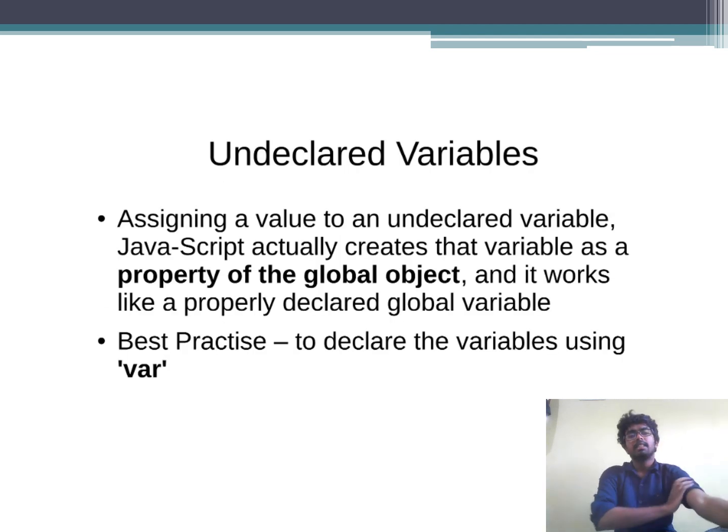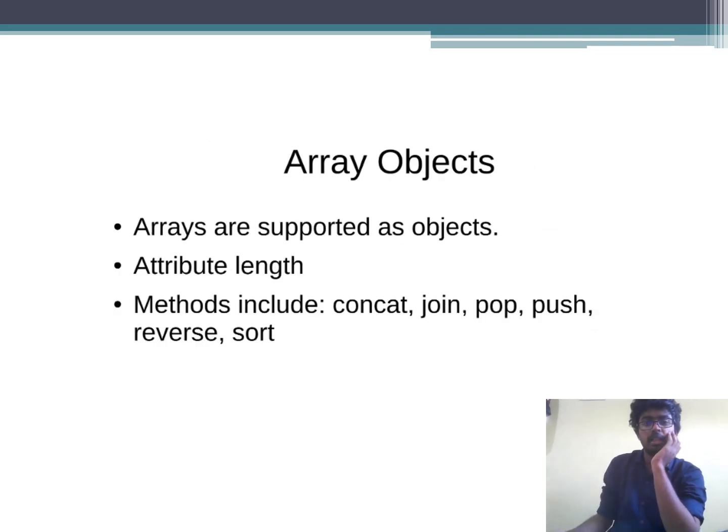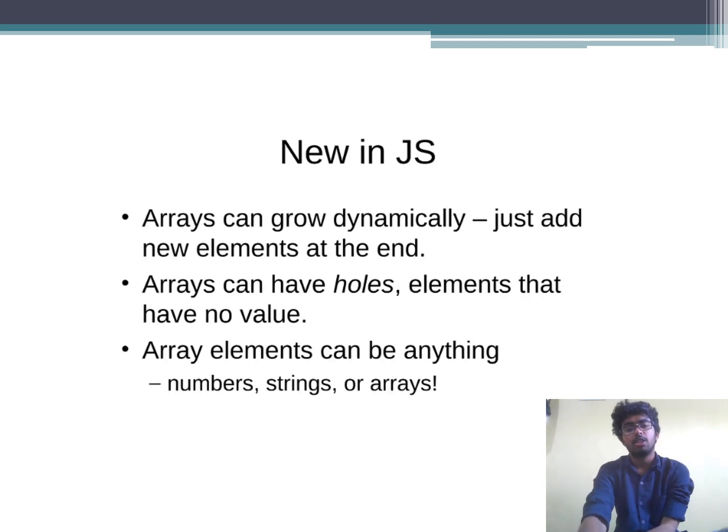Undeclared variables. When assigning a value to an undeclared variable, JavaScript actually creates the variable as a property of the global object, and it works like a properly declared global variable. Array objects. Arrays are supported as objects. Attribute: length. Methods include concat, join, pop, push, reverse, sort. New in JS.